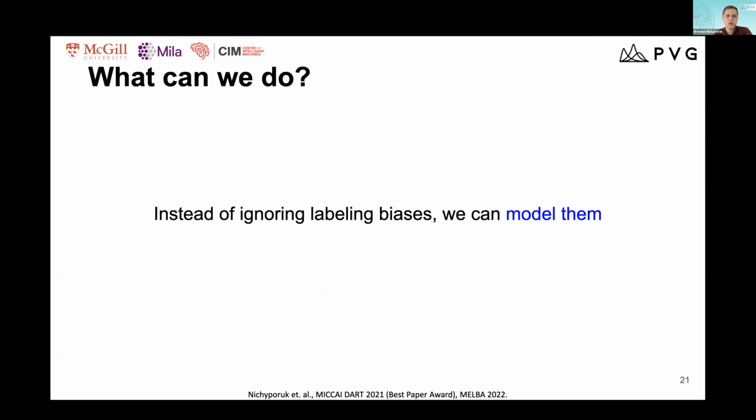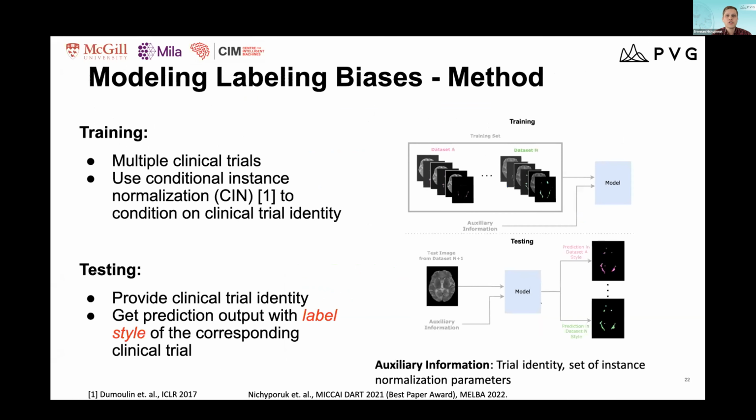So what can we do? Well, instead of ignoring labeling biases, we can model them. The method we proposed in this work was to use conditional instance norm to condition on the clinical trial identity. We'll be using multiple clinical trials; I'll go into the data in the next slide. When we're training the model, with every input sample, we also condition on the trial identity of that sample. At test time, we provide the clinical trial identity and we get a prediction output with the label style of the corresponding clinical trial.